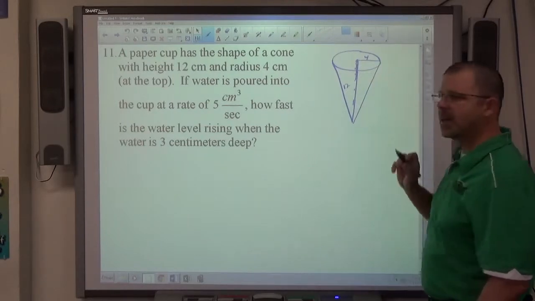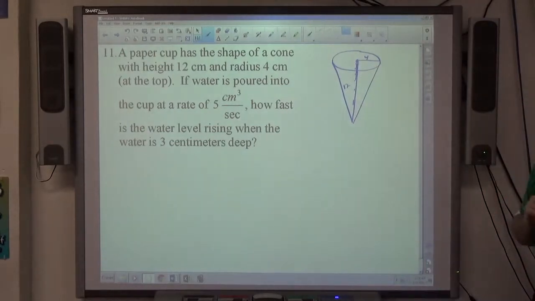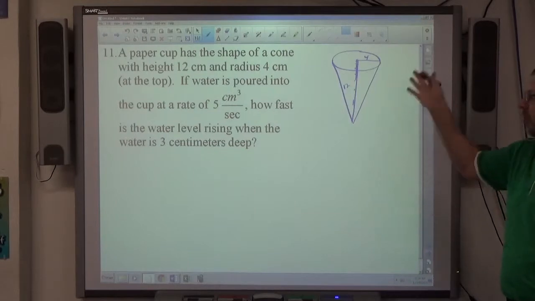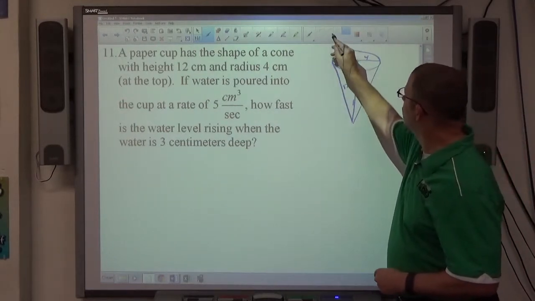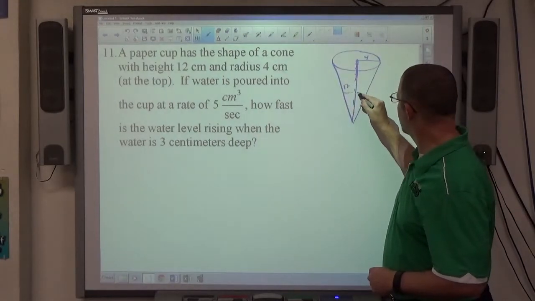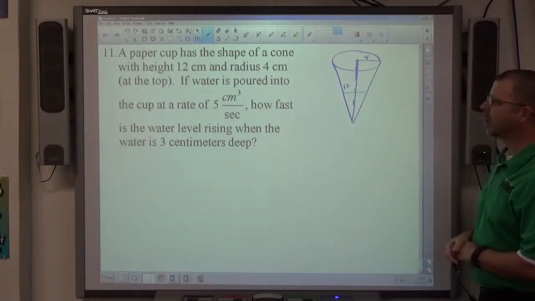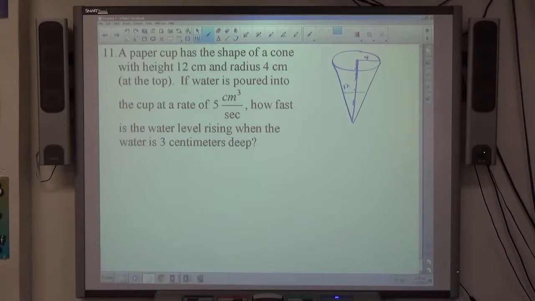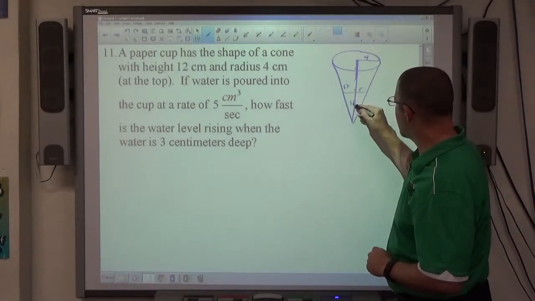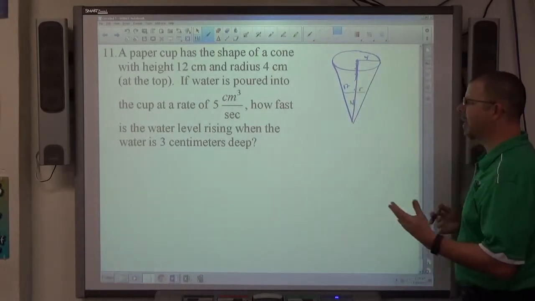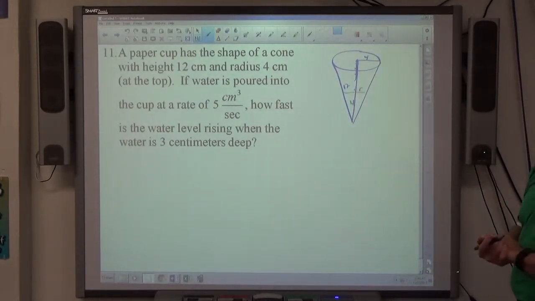Okay, that's the cup. That's not going to change. So the cup is 4 centimeter radius at the top. It's 12 centimeters deep. Water is being poured into the cup. So let's get some green water here. That's kind of gross. Anyway, water is being poured into the cup, and the radius the water makes and the height the water makes are changing. So keep that in mind when you're doing a related rates problem.